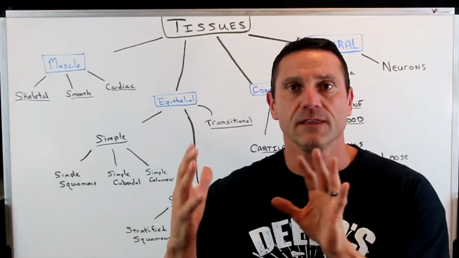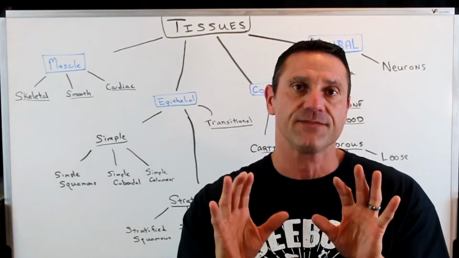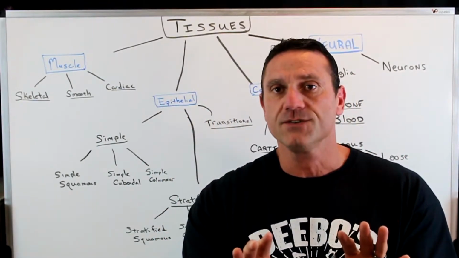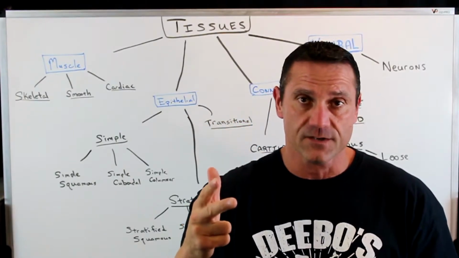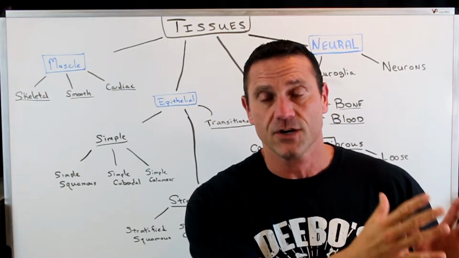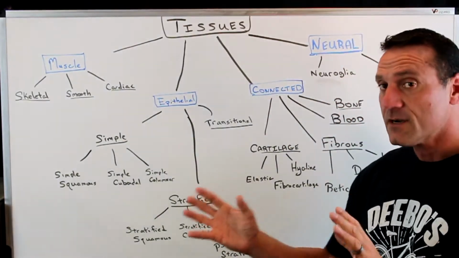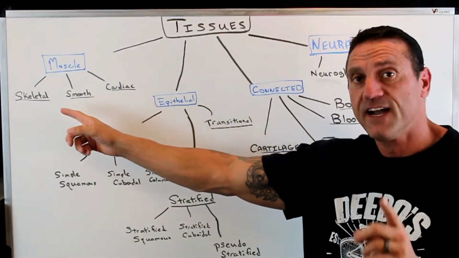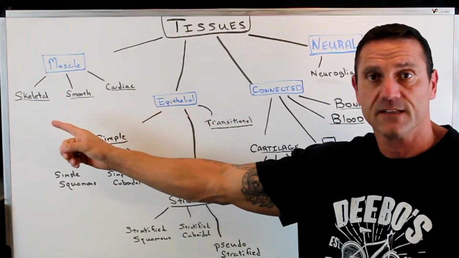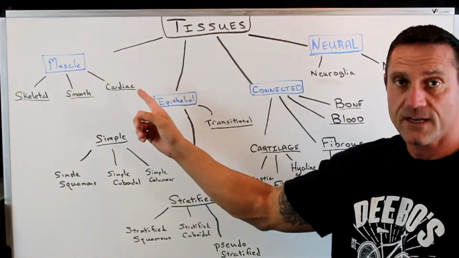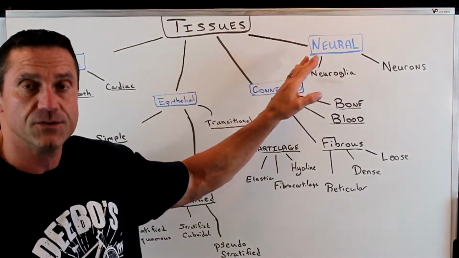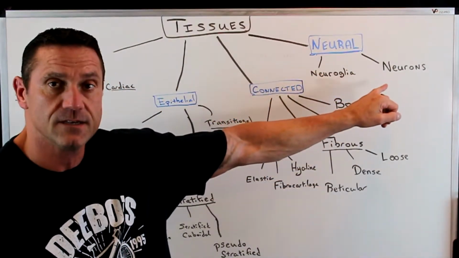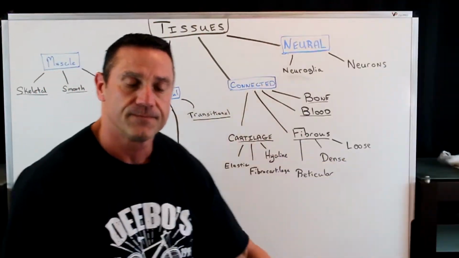Okay, so now let's put this together in a very easy flow chart. You have 4 tissue types. You have your epithelial, you have your connective, you have your muscle, and you have your nervous tissue. So let's start with the easy one. Your muscle tissue is divided into 3 different types: skeletal, smooth, and cardiac. Then you have the nervous tissue, the neural tissue, which is divided into the neurons and the neuroglia.